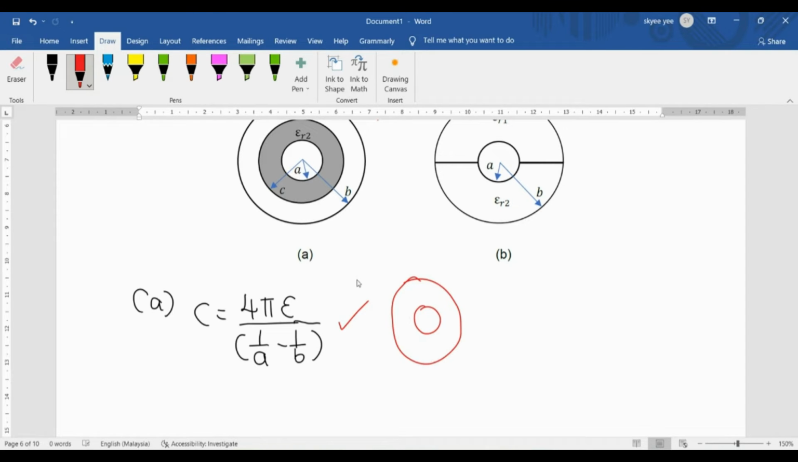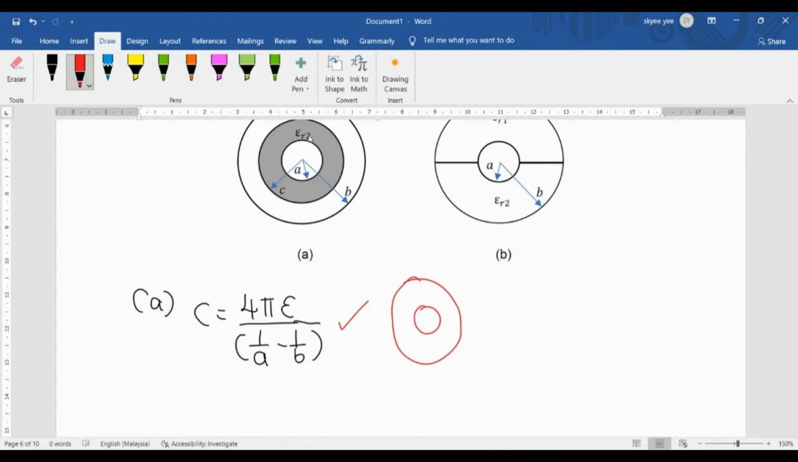But when you decide that you cannot use this one, you should ask yourself what is the thing that changes that makes you unable to use this formula. If it seems that there is nothing to be changed, it means that you can use this formula.